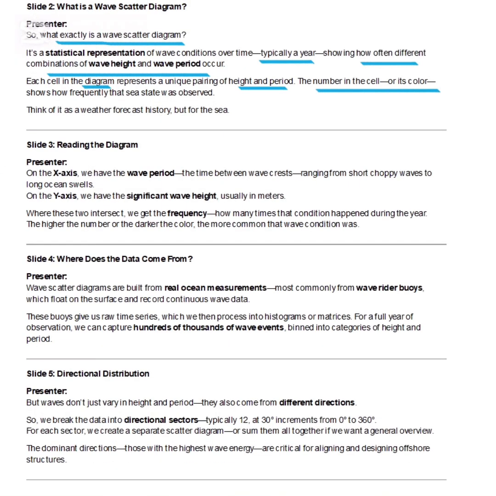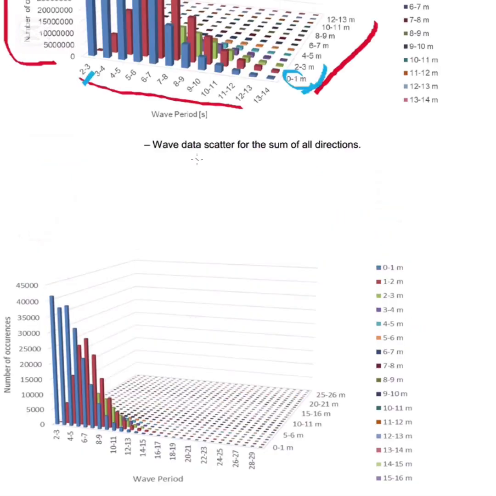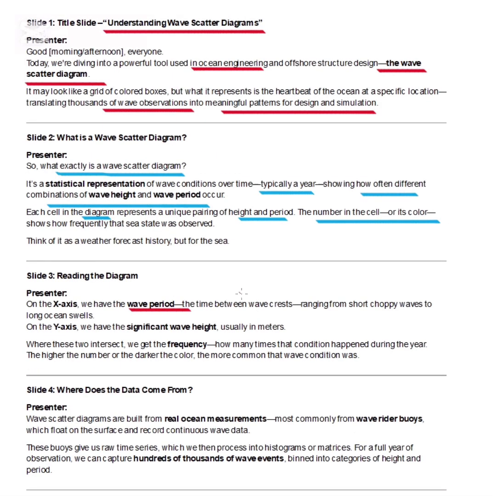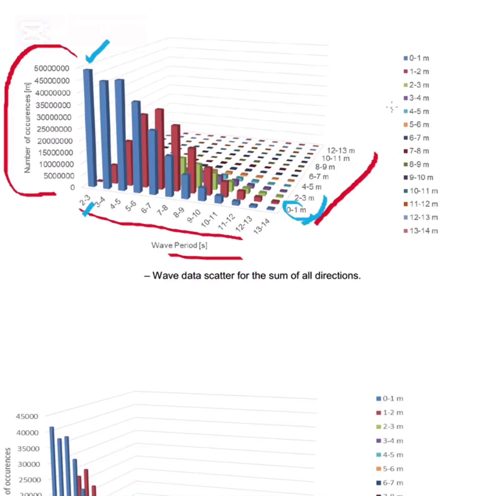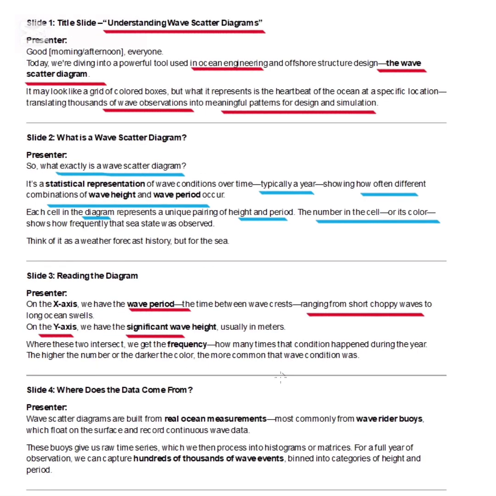And then reading the diagram, on the x-axis wave period is there. You see here wave period, and in the other direction we have the wave height. Wave period is the time between wave crests, ranging from short choppy waves to long swells. X-axis is wave period and y-axis is wave height, and on the z-axis we have the number of occurrences.